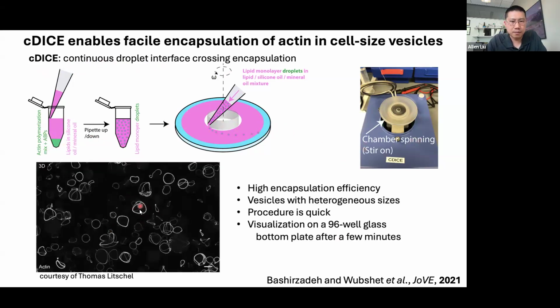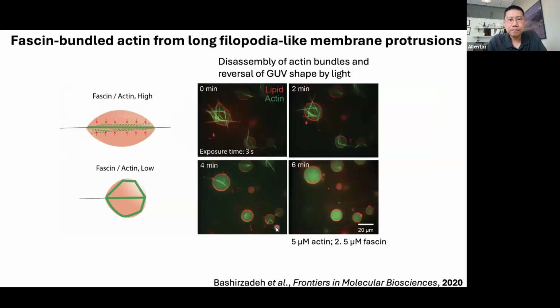And this is an image of actin that's cross-linked by perhaps alpha-actinin, and you can see this labeled actin encapsulated within a spherical vesicle. So this strategy gives us very high encapsulation efficiency, but we do have a variety of sizes. It's very easy to do, and then if we load these vesicles in a 96-well plate, we can image them pretty readily after they're formed.